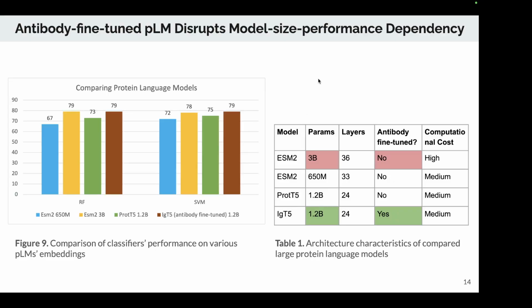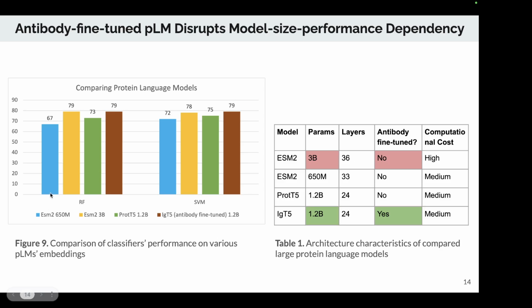Here, I compared different kinds of protein language models. ESM models are developed by Meta or Facebook. ProtT5 was developed by a research group from Germany, and IgT5 is just a fine-tuned version of ProtT5 specifically for antibodies.